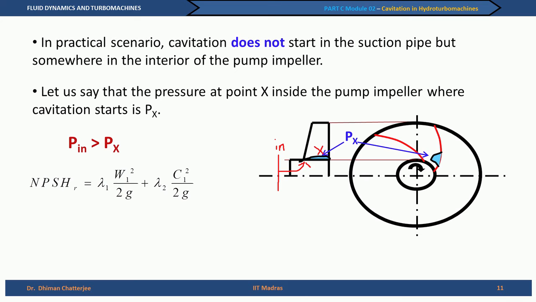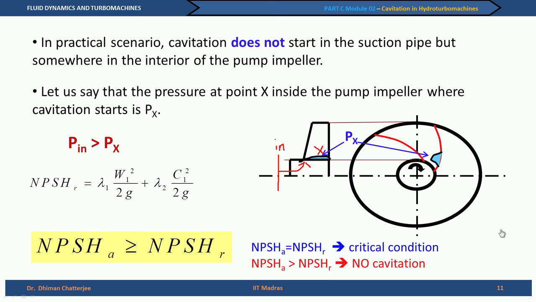Now, in order to avoid cavitation, we need to prevent cavitation from occurring at P x, which means P x should be greater than or equal to the vapor pressure, because at the vapor pressure P x would be equal to the vapor pressure. So, the condition for prevention of cavitation is that NPSH available should be greater than or equal to NPSH required. The equal to sign deals with the critical condition when cavitation has just set in. When NPSH available is greater than NPSH required, then there is no cavitation.